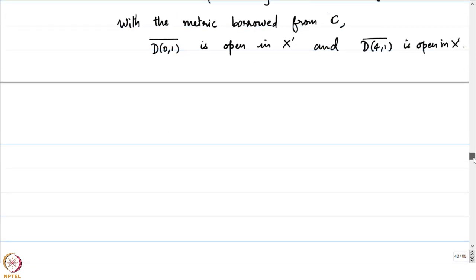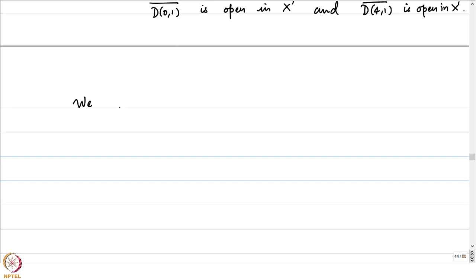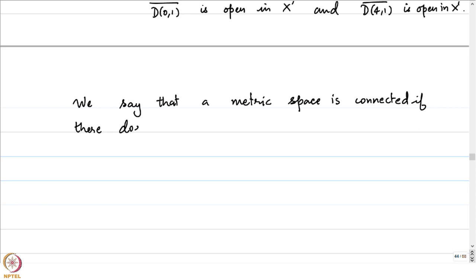Oh, I didn't define connected. So let me define what connected is. We say that a metric space X is connected if there does not exist a separation of X. So there is absolutely no separation that you can find of X. If that is the situation, we then say that our metric space is connected.